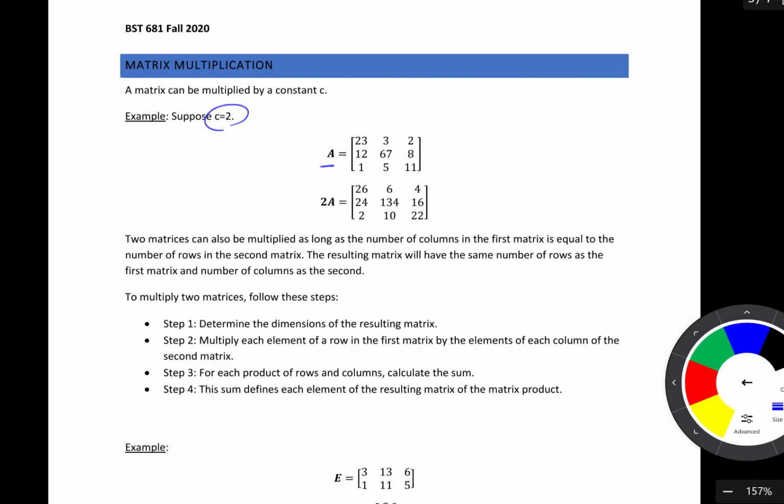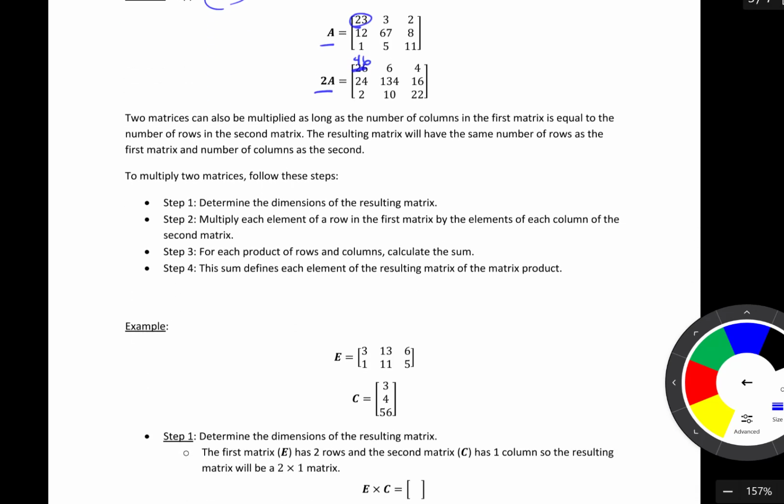So we have matrix A, we're going to multiply it by 2. Well, in order to multiply by the constant, we do just go through and multiply each of the elements by 2. So for example, 23 times 2, this should be 46. I'll correct that on your PDF. 12 times 2 is 24, 1 times 2 is 2, 3 times 2 is 6, and so on.